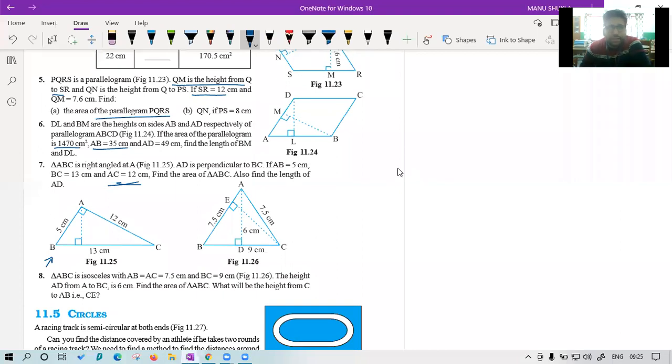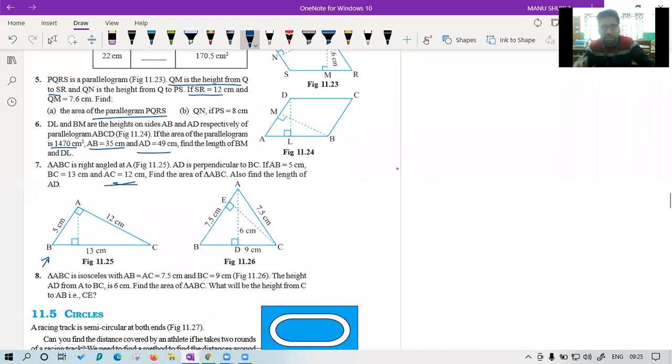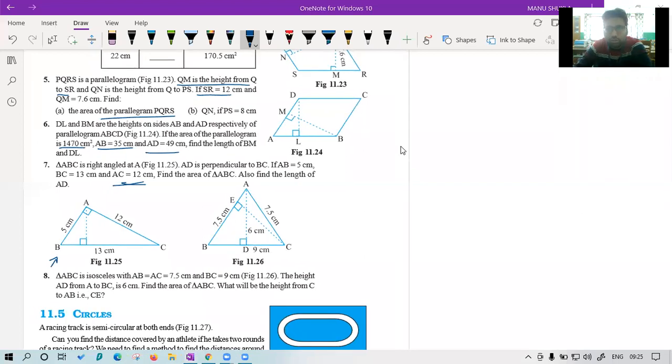Question number 6 is saying DL and BM are heights on side AB and AD. Okay, we have done this one, beta. I told you the hint. Still, let me show you how it is solved if you want. They are saying DL and BM. So what is given to you, write it down, like DL equal to something, BM equal to something. Okay, just 1 second, I'm doing it fast.